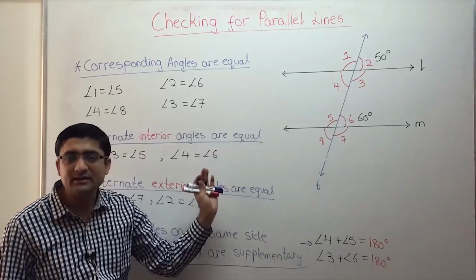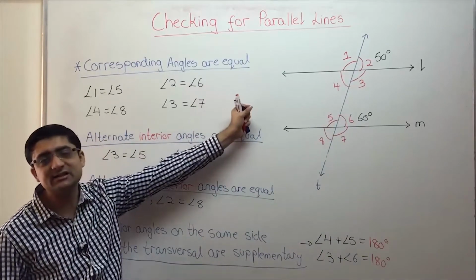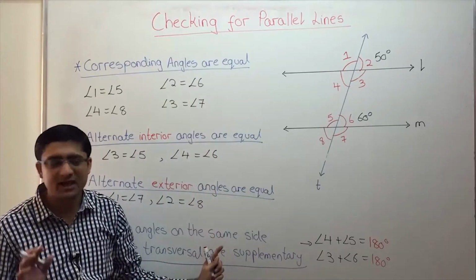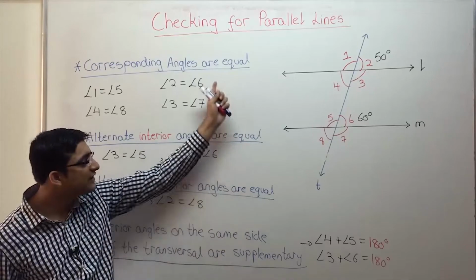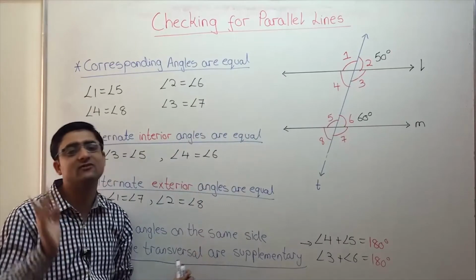So what is the logic behind this? The logic is that only if the lines are parallel, then these conditions hold. So if any of these conditions is there, that means the lines have to be parallel.